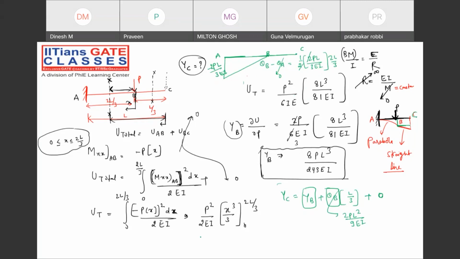I need to find the answer for YC. How can we find it? YB is 8PL cube divided by 243EI. Plus theta B, which is 2PL square divided by 9EI, into L by 3. Yes or no, guys? Can all of you follow me? Now after this one, what will be the value?